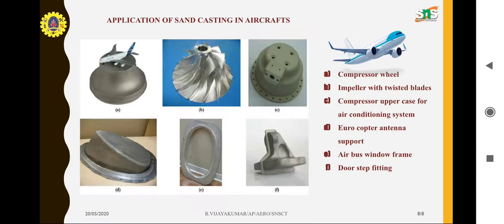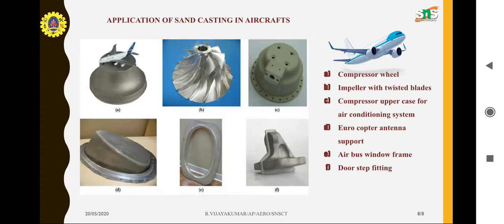sand casting process. This is a certain example just for your reference, and you can go to the internet and browse. You can see various number of products are involved in the sand casting process. So, under the sand casting process we should understand certain properties of sand. We can't use just any sand. Sand should have certain properties.